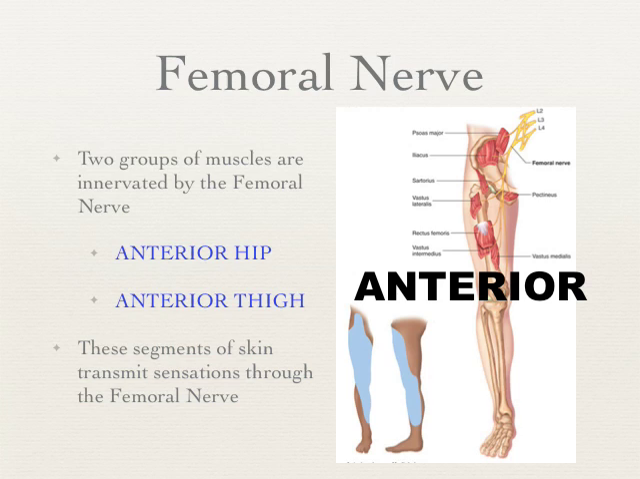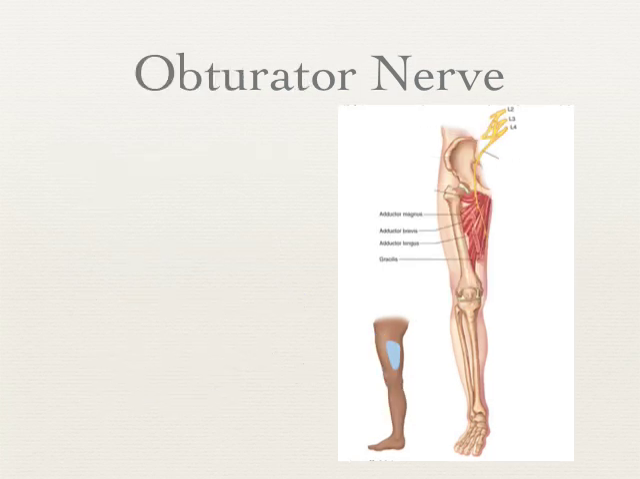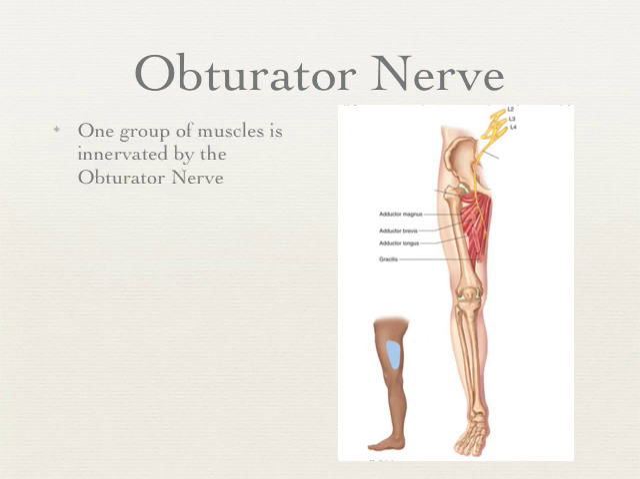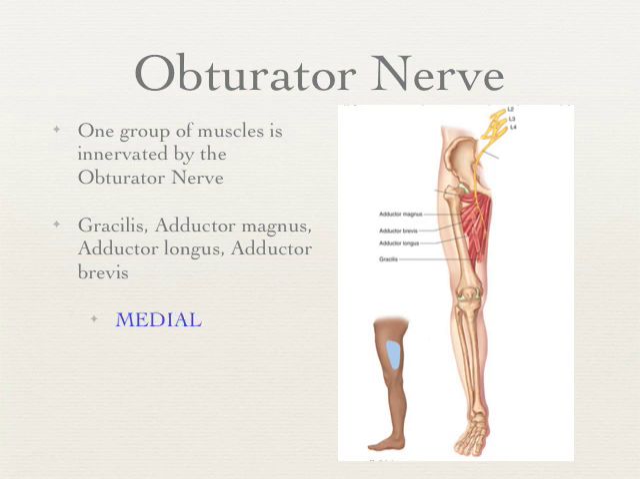All right, let's look at another nerve. Let's look at the obturator nerve now. This one's simpler. There's only one group of muscles here. The obturator nerve is going down through the obturator foramen right into this area here. What do these muscles have in common? Adductor magnus, adductor, adductor, adductor, gracilis. They're all in which group? The medial thigh. Now, one muscle is missing from my list in the medial thigh, isn't it? There's five muscles in the medial thigh, not four.